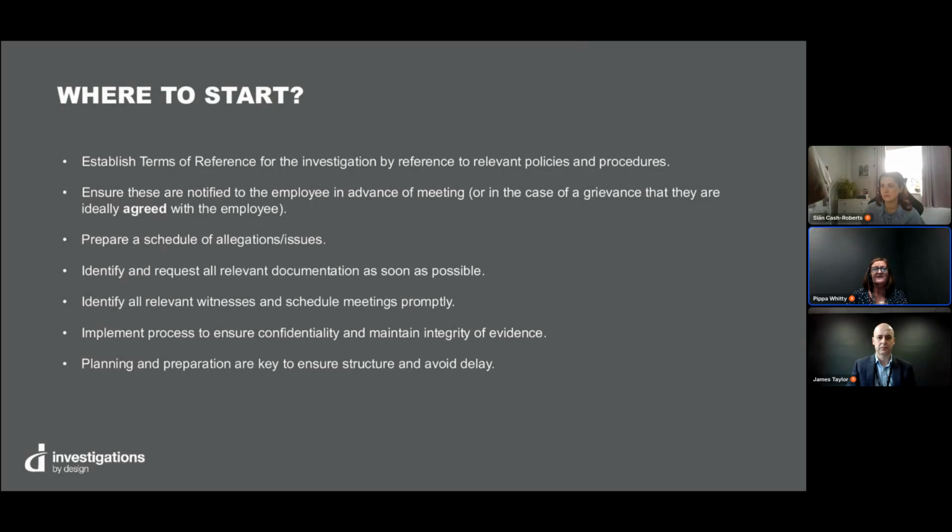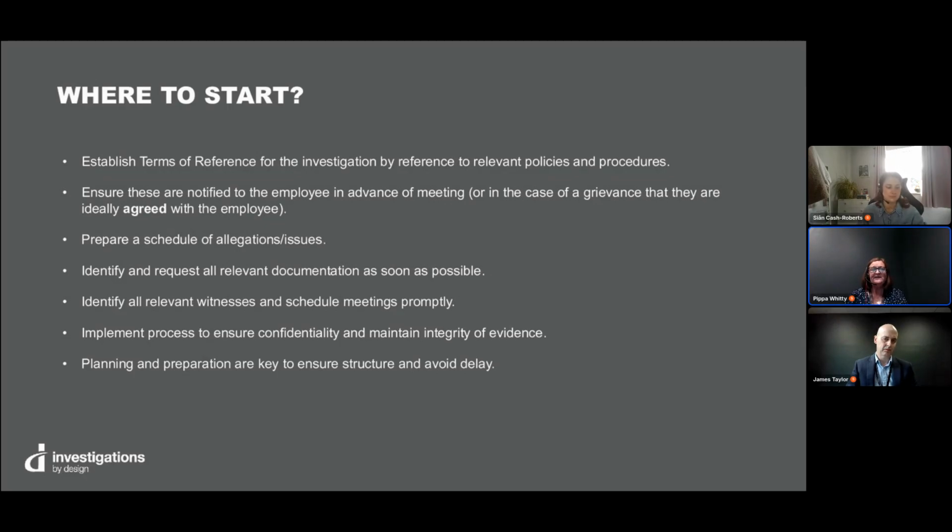A key part of the investigator's role is also to preserve the integrity of the process. So where appropriate, the evidence. That means that we need to prepare a schedule of allegations or issues, identifying and requesting relevant documents as early as possible, and identifying witnesses promptly so meetings can be arranged without any unnecessary delay, as James mentioned earlier.